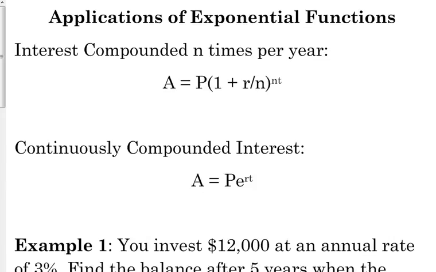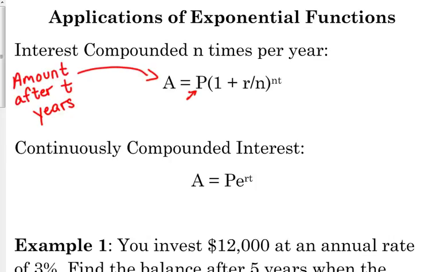All right. So there are two formulas that we need to be familiar with here for compounding interest for exponential functions. The first one is if the interest is compounded a certain number of times per year. We've got this formula here that has several variables, so let's label what these variables represent. A is the amount after t years. P is the principal, the amount that you initially invest.